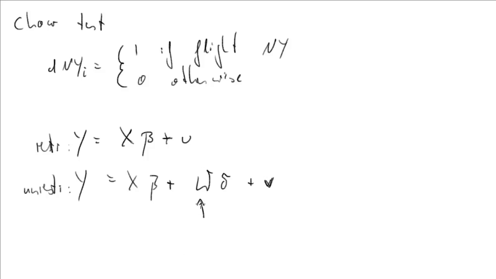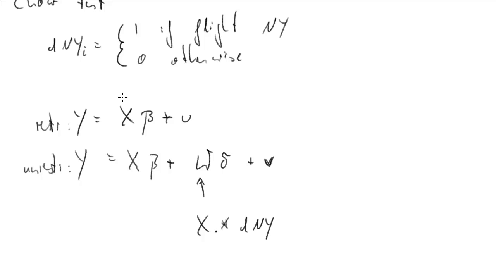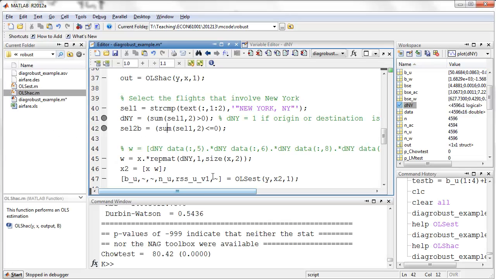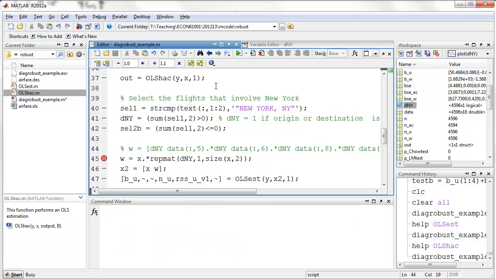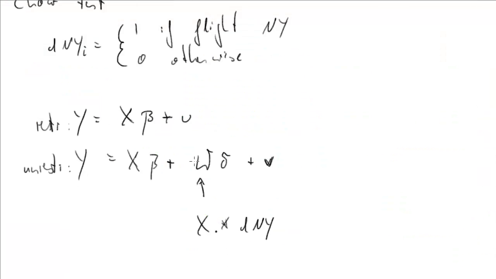Now this W for that Chow test, the way we define it is that we take the X variables and we just multiply, I'll put the dot for it's a MATLAB element-wise operation, I'll mention that in a minute, times dny. Okay, so we want each element in X multiplied with the corresponding value of dny. So let me just see how that is done in MATLAB. So once we are here, run the code until this point. So here in line 45, we will define this W matrix.